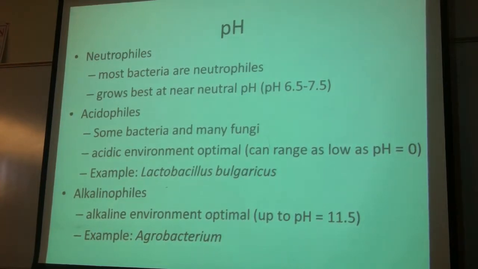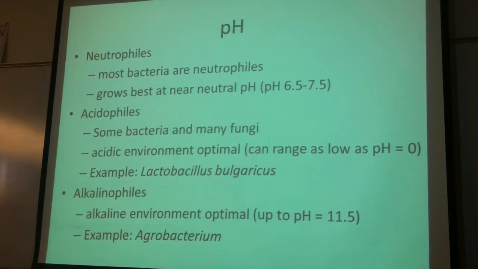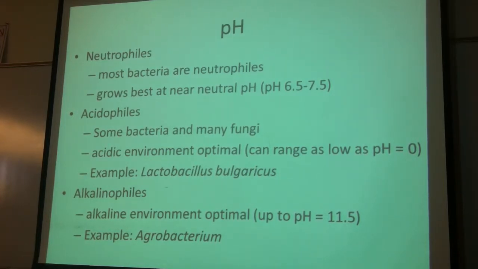Most bacteria are neutrophiles. You can get the acidophiles, and some bacteria do this. Many fungi can deal with this, and they can get as low as pH 0. So, I mean, we're talking probably, was it our stomach acids at pH 2 or something like that? So, it's pretty impressive what they can survive.